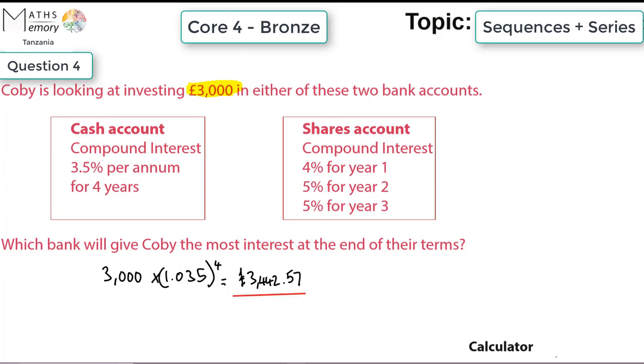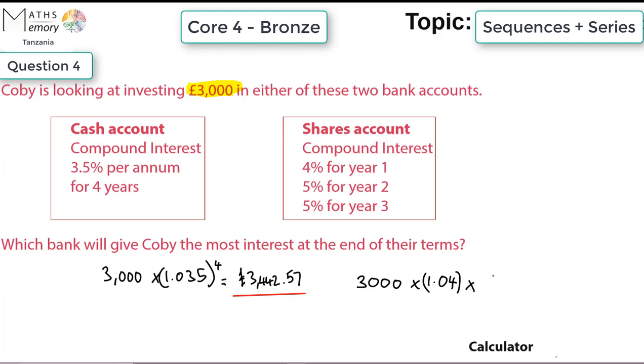Now, what about if he's a bit more risky? Let's say he wants to invest in the stocks and shares account. Okay, so he does this. Kobe invests £3,000. In the first year he gets 4%, 1.04, a bit more for your money because obviously it's a bit of a higher risk. Now 5% in the latter 2 and 3 years.